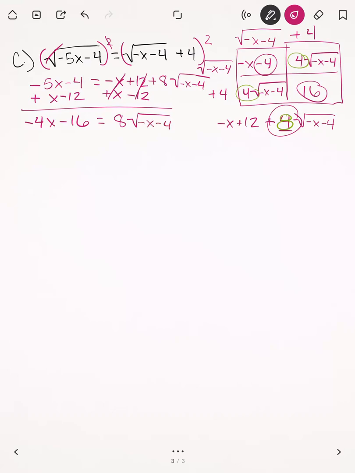Now, typically we want to get rid of the 8. We want to get that radical by itself. But for this one, if I divide both sides by 8, I have negative 4 divided by 8, and I really just don't want to deal with fractions. So I'm going to leave the 8 where it is. You could divide by 8, but again, just to avoid fractions, I'm going to leave it how it is.